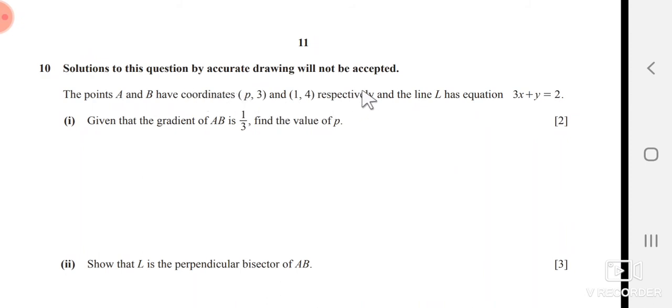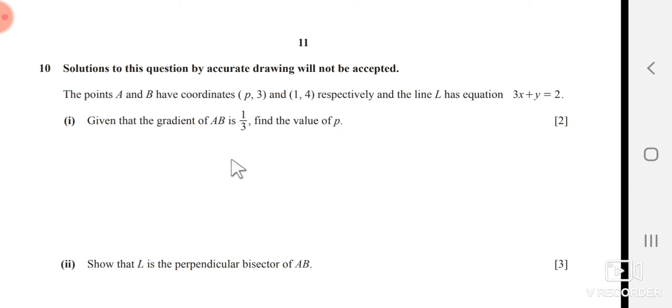Now I'm going to move to the next question. The points A and B have these coordinates respectively, and the line's equation is also given. Given that the gradient of AB is 3, find the value of this. So using y2 minus y1 over x2 minus x1 equal to 1 over 3, you can easily find the value of P.